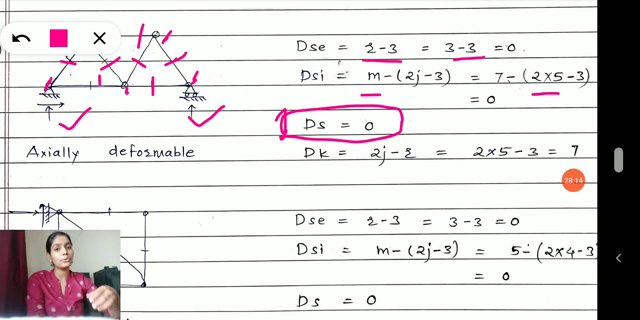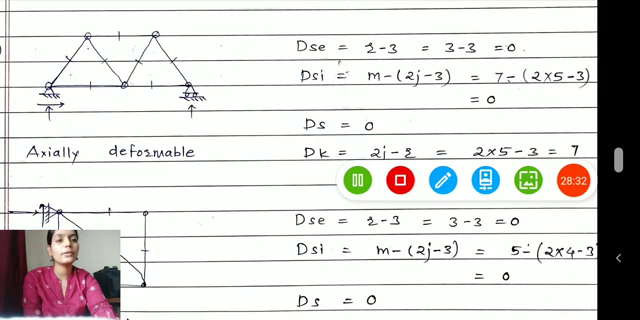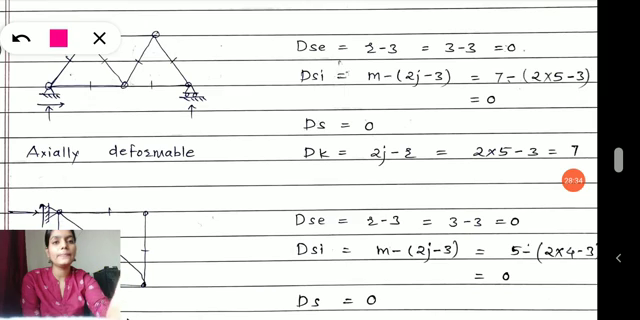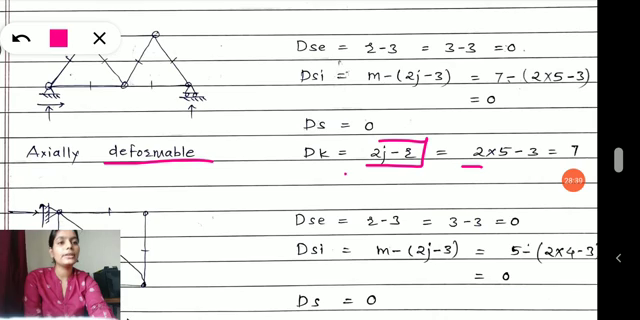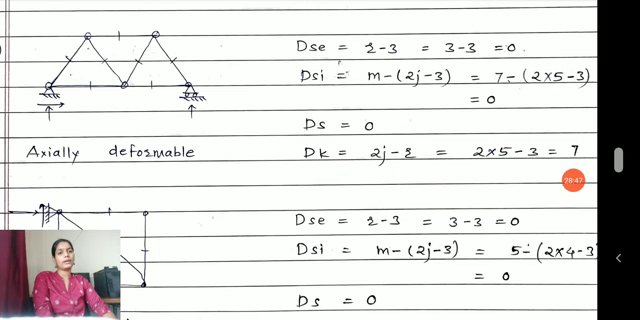So see, even if you look at the structure, it looks complicated. The arrangement is very complicated. Still you can find that DS value equals 0. It means that it is statically determinate. Let's talk about the kinematic. Kinematically, you can see 2j minus r, because it is an axially deformable structure, 2 into joints of 5 minus 3, right? So kinematically the degree of kinematic indeterminacy is 7.